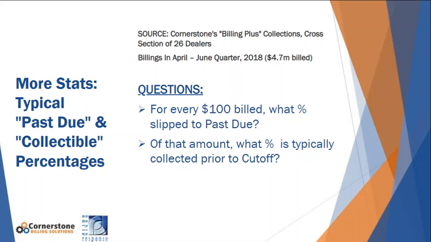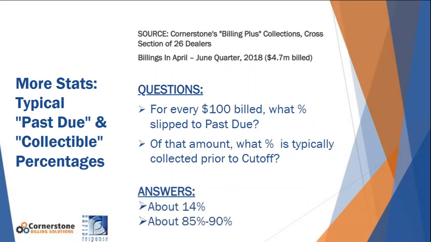We do a lot of collections, first-party collections work, and we took a cross-section of 26 of our dealers to come up with our percentages. So let me show those first. In the case of those that we are handling first-party collections for, about 14% drop into the past due category. And of that amount, about 85 to 90% is typically collectible before the 90 to 120-day cutoff period.